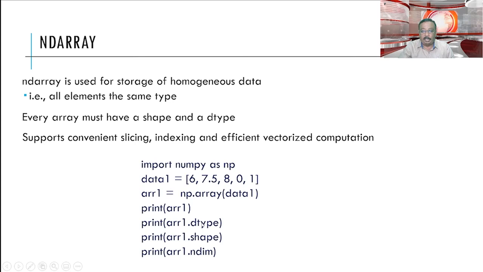We can fetch the data type of this particular NumPy array with the dot dtype, and we can find the shape of this NumPy array using the dot shape attribute, and with the dot ndim attribute, we can find out the dimensionality. Since this is going to be a one-dimensional array, your result will be 1, and for the shape we are going to have the number of elements available in this particular NumPy array.